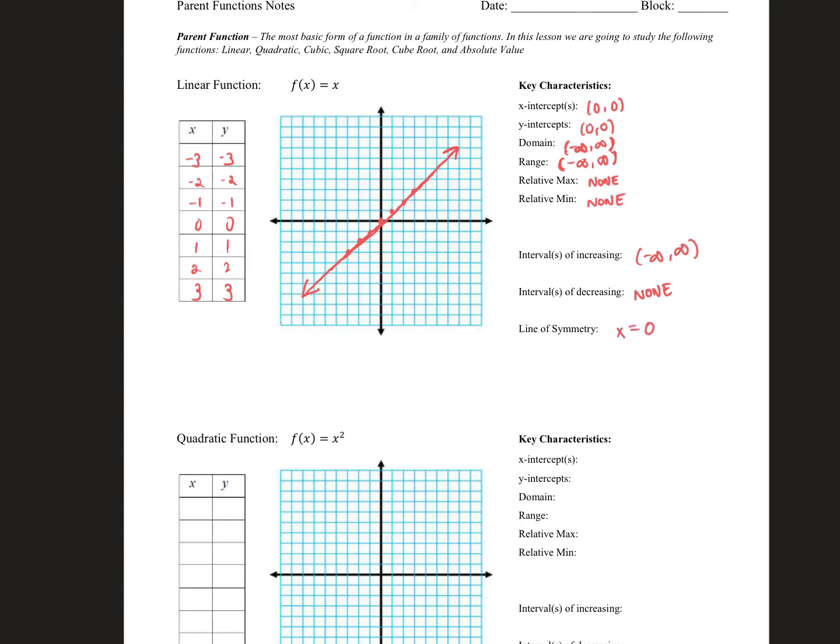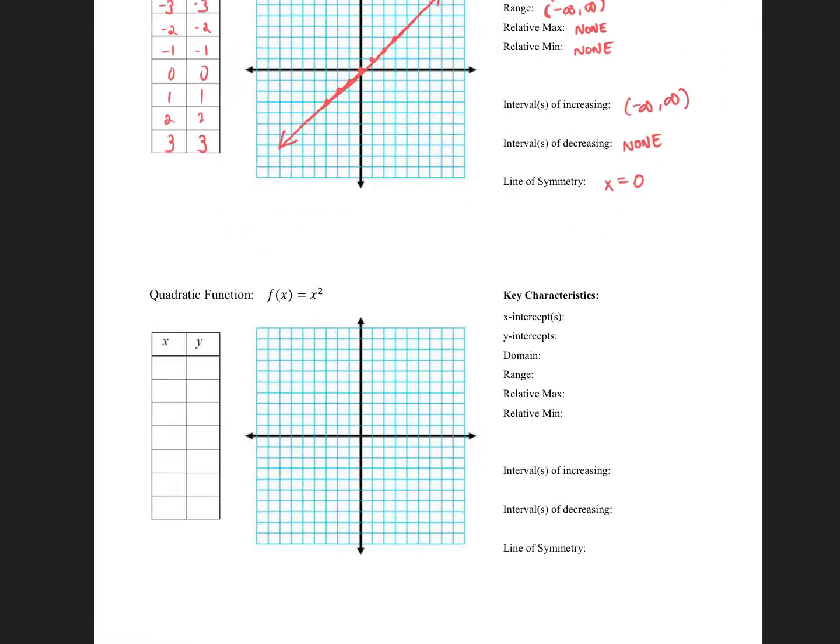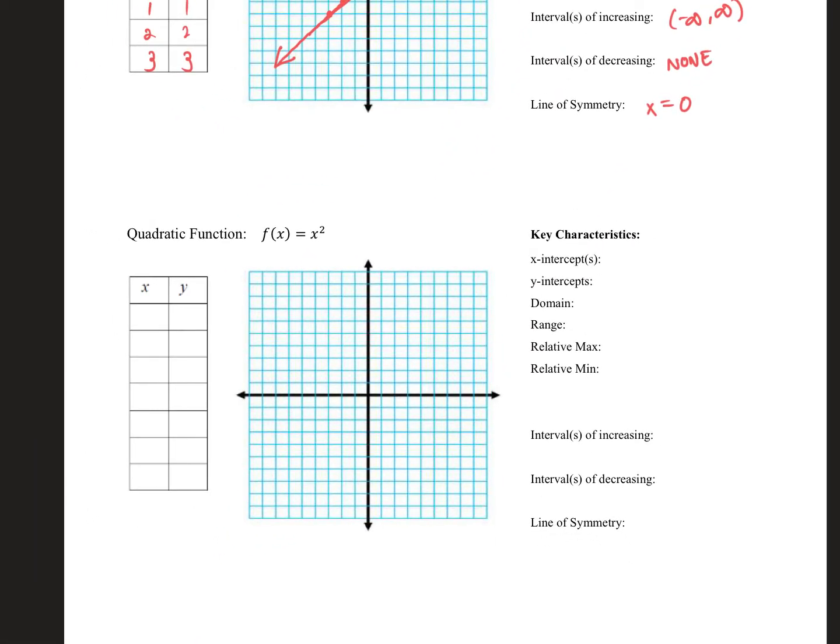All right, let's look at our next function, which is a quadratic. So we get f of x equals x squared. Again, I'm going to plug some values that are negative and positive, -3, -2, -1, 0, 1, 2, 3. So when I plug -3 in, -3 squared is +9. -2 squared is +4, -1 squared is 1, 0 squared is still 0, 1 squared is 1, 2 squared is 4, 3 squared is 9.